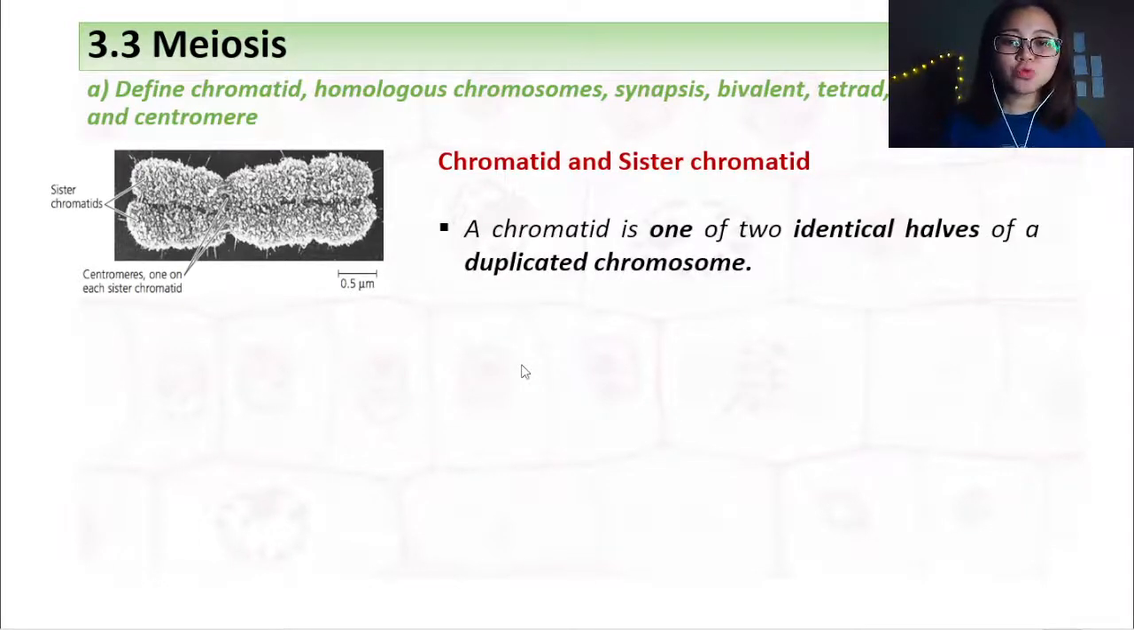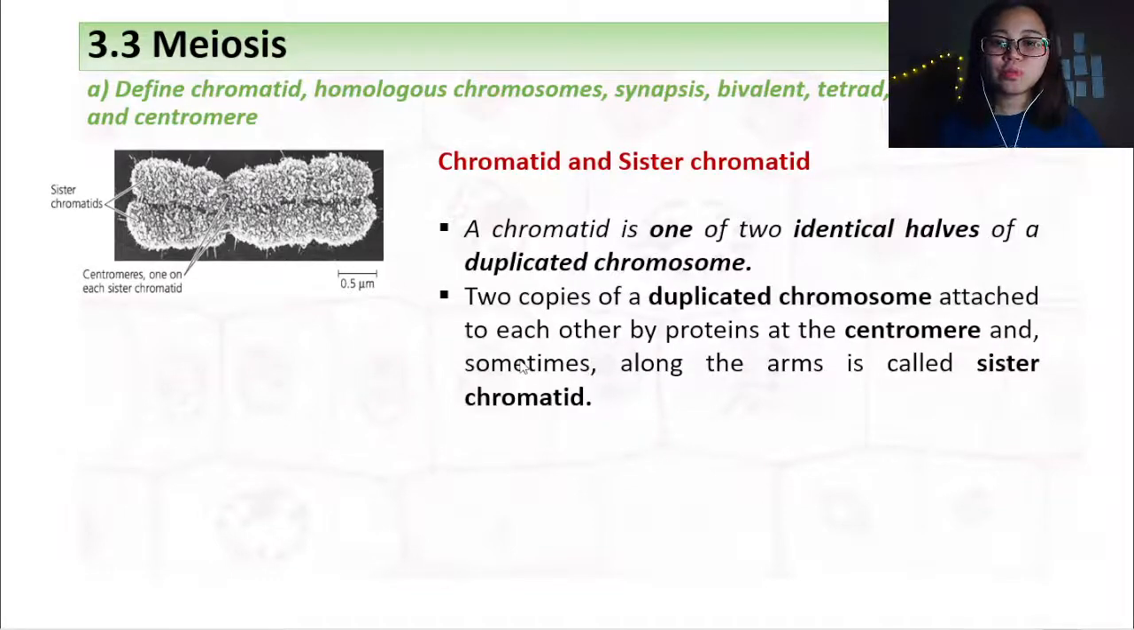A chromatid is one of two identical halves of a duplicated chromosome. Two copies of a duplicated chromosome attached to each other by proteins at the centromere and sometimes along the arms is called sister chromatid.